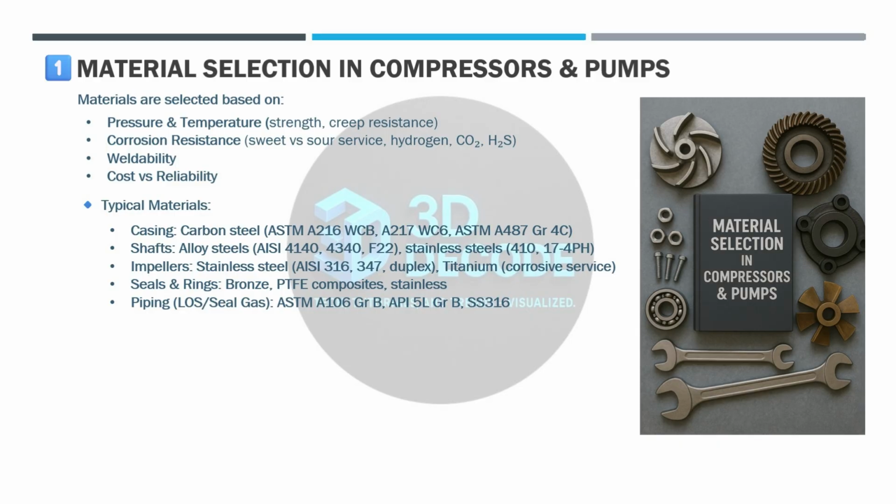Some typical materials used are: casings, carbon steel like ASTM A216 WCB, A217 WC6, or ASTM A487 Gr 4C; shafts, alloy steels such as AISI 4140, 4340, F22, or stainless steels like 410 and 17-4 PH; impellers, stainless steels like 316, 347, duplex grades, or even titanium for highly corrosive service; seals and rings, bronze, PTFE composites, and stainless; piping, bellows and seal gas, ASTM A106 Grade B, API 5L Grade B, or SS316.